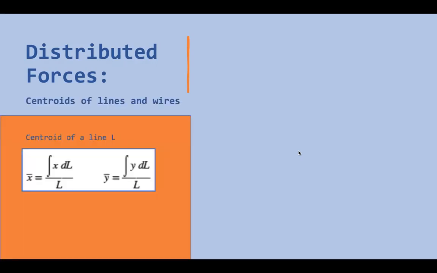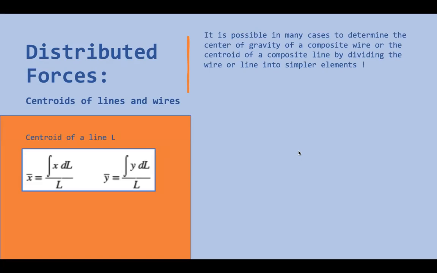Hello everyone. Today we are going to be talking about distributed forces, specifically the centroid of lines and wires. Here is the general formula for the centroid of a line L. We can find the x and y coordinates. The x coordinate is called x bar, while the y coordinate is called y bar. So the x bar we can find by integrating x times the differential change in length over the total length of the wire. The y bar is found in a similar method.